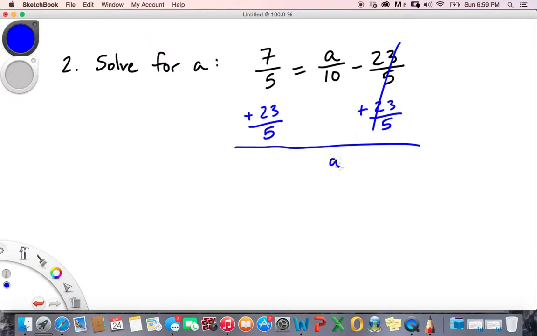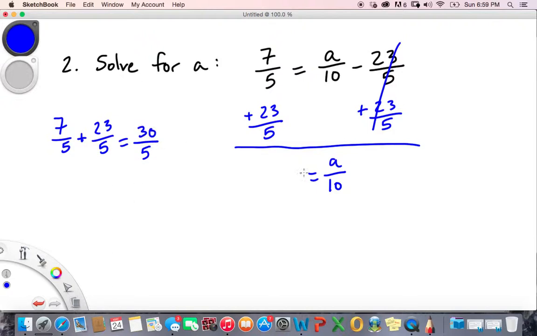out. I'm left with a over 10 equals, and if I add these fractions up, I like this problem because it is a quick review of simple concepts like adding fractions. Remember, you do not add the denominators. You just make sure you have the common denominator. In this case, 5 and 5. So we're just going to leave it as 5 since they're already the same. And then we just add across the top. 7/5 plus 23/5 gives us a total of 30/5.